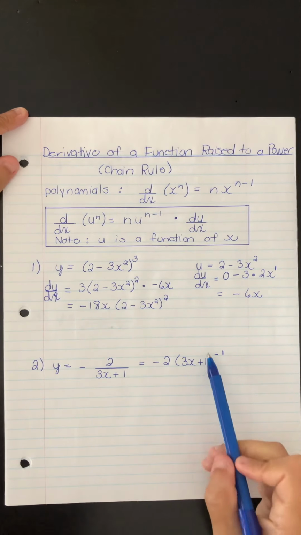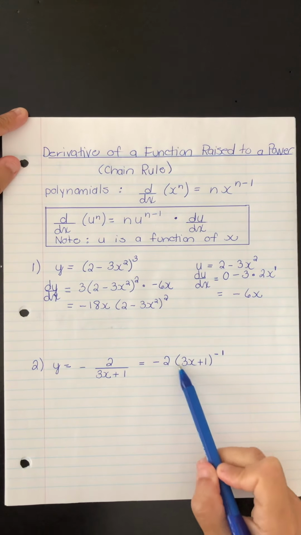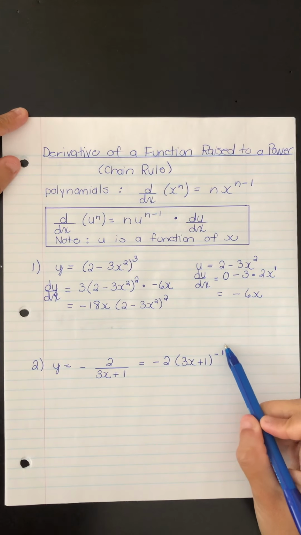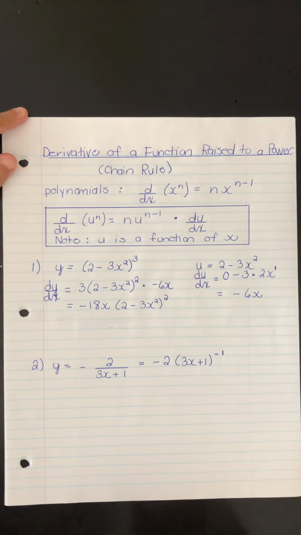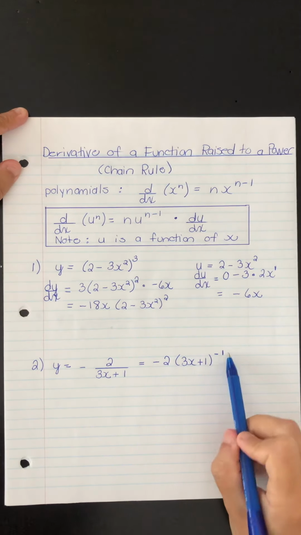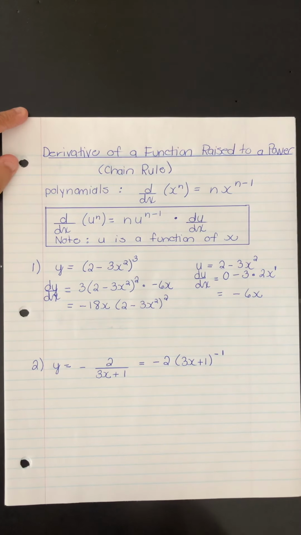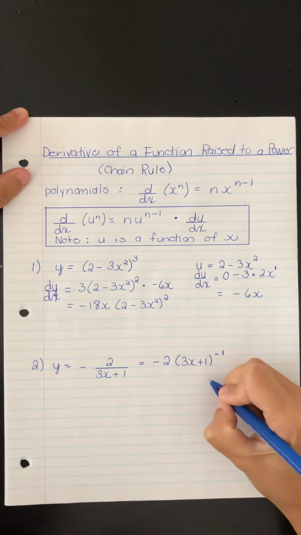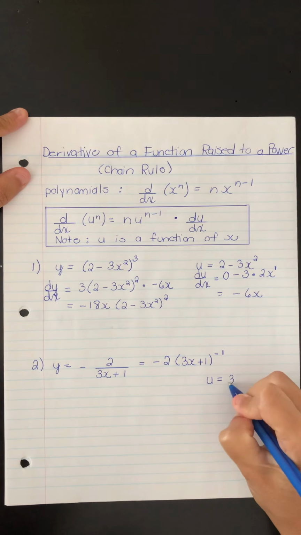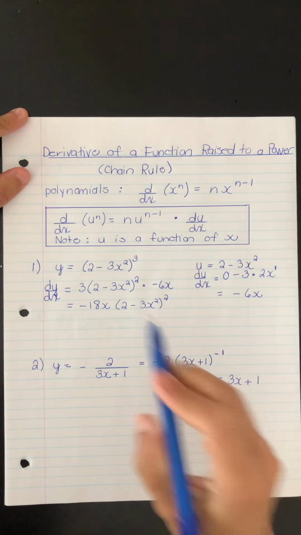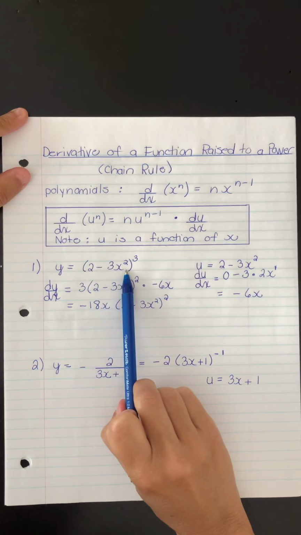And now, in fact, we do have sort of a u to the power of n. Okay, so we do, in fact, have now a power function. So we've got a binomial with an external exponent. Okay, so we can actually identify what u is. U is the inside of the bracket, 3x plus 1. Just like over here, u is the inside of the bracket.